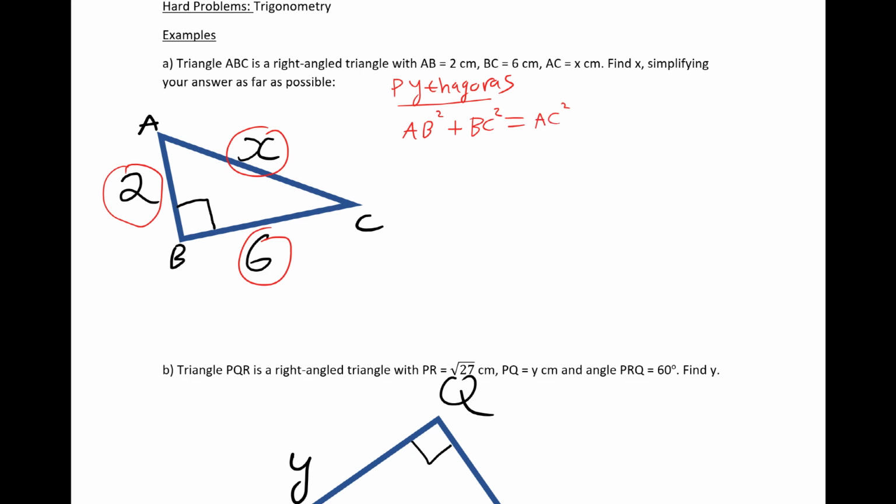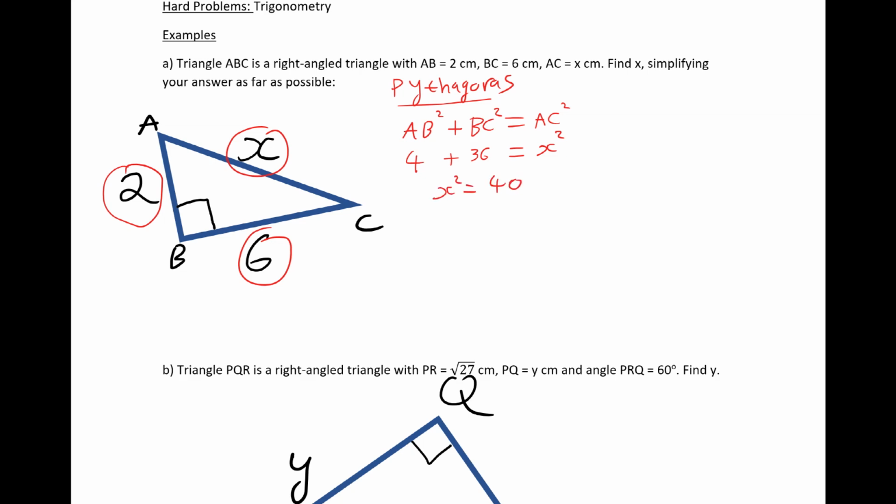I can now substitute the numbers in. AB squared is 2 squared, which is 4. BC squared is 6 squared, which is 36. And AC squared is just x squared. So this means that x squared is equal to 40.